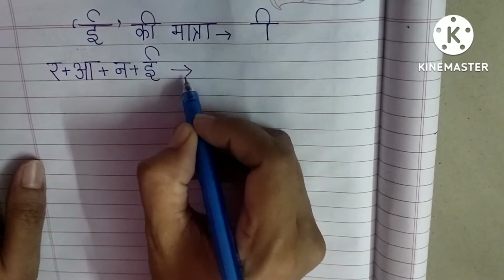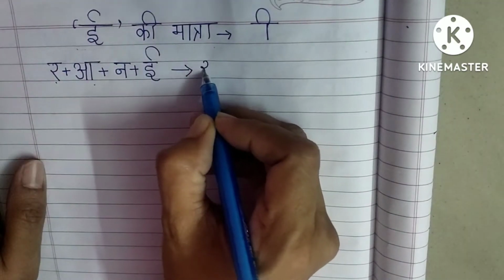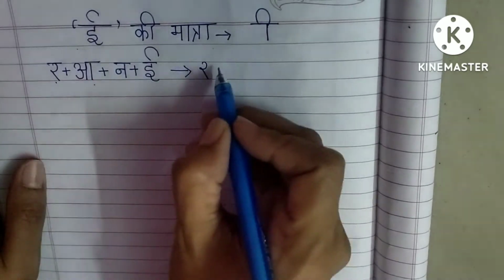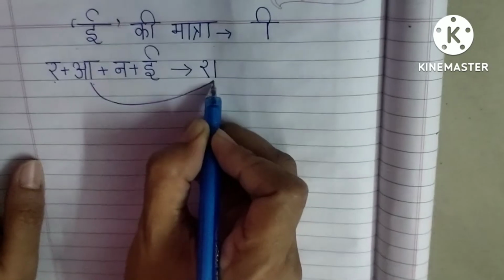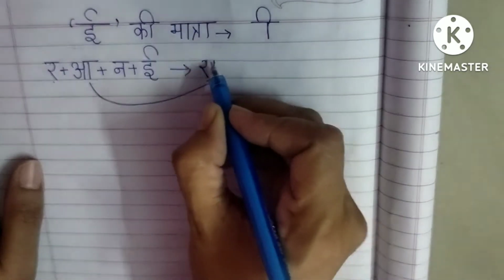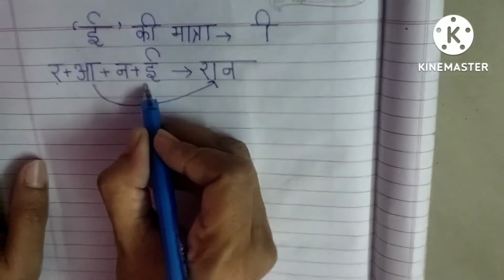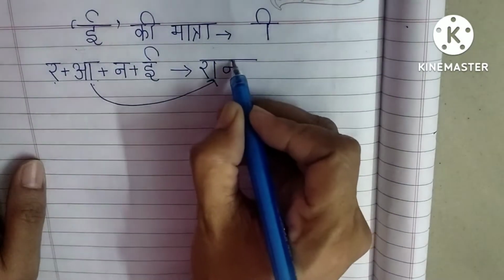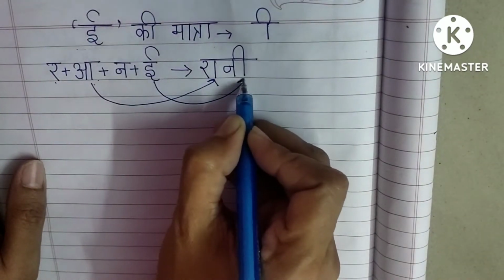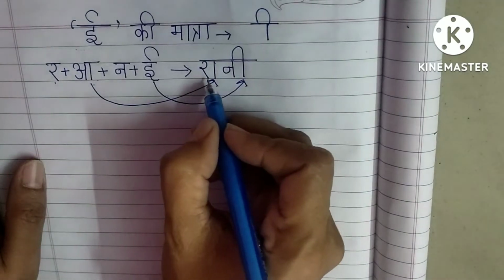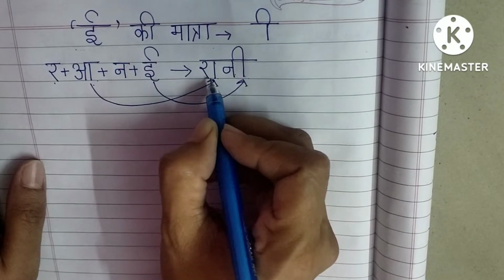Now make the word. Ra, A. You already learned the A ki matra. How to write A ki matra? Write Ra and put this A ki matra. Then this word is Ra. This A is written as A ki matra. So Ra. Now write this Na consonant. Na. Then this E ki matra. How to write E ki matra? This is E ki matra. So this E is written as this E ki matra. So the word is Ra, A, Ra, Na, E, Ni.